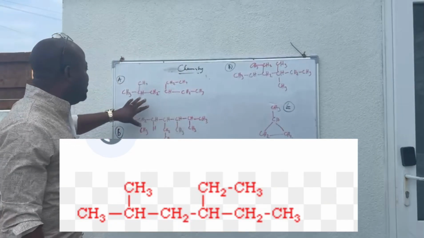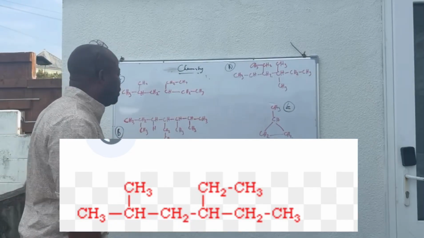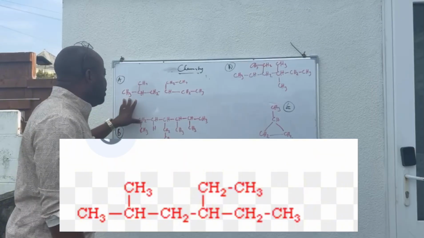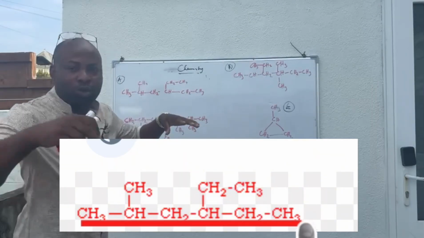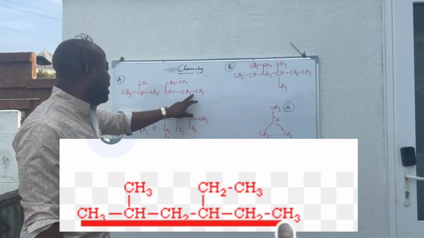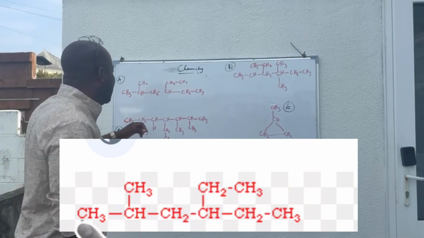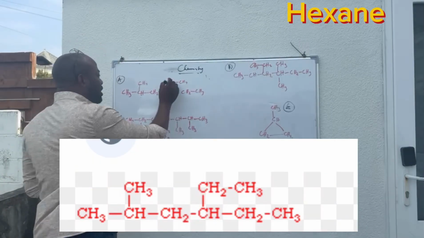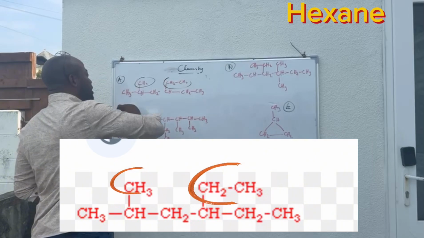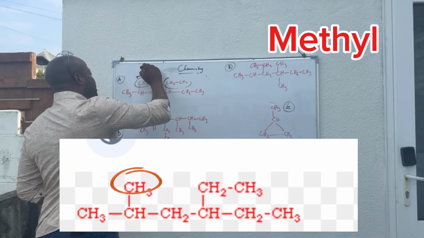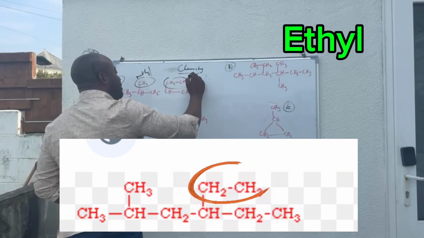Now let's see this one. Let's see out of those rules which one applies to this place. We already know from the first classes what to do. We say this one, our longest chain: 1, 2, 3, 4, 5, 6. Now there our longest chain is. As those ones become our longest chain, these two become our substituent. This one they call methyl. This one they call ethyl.